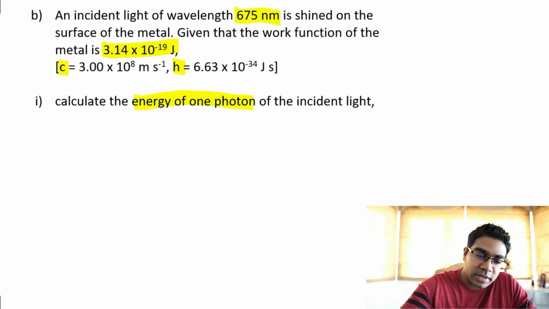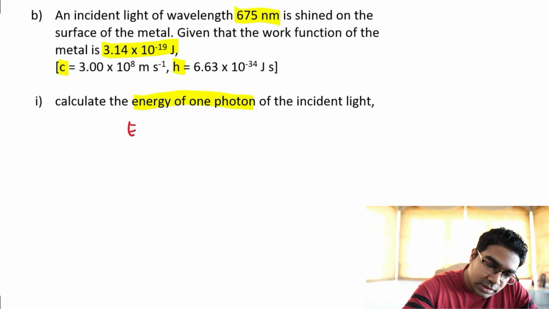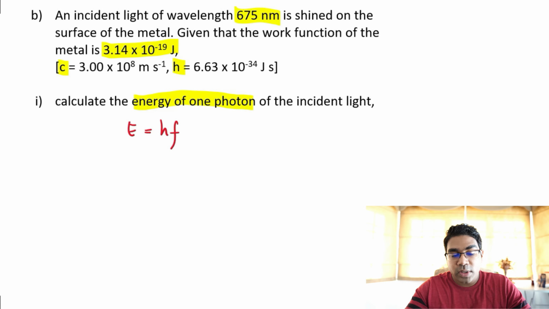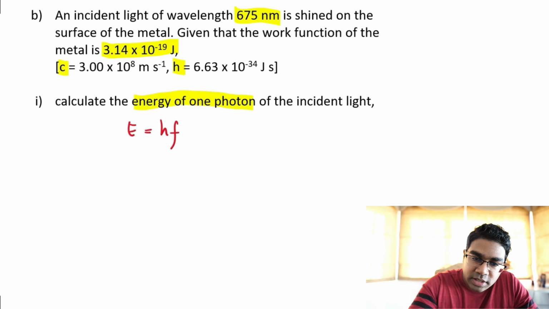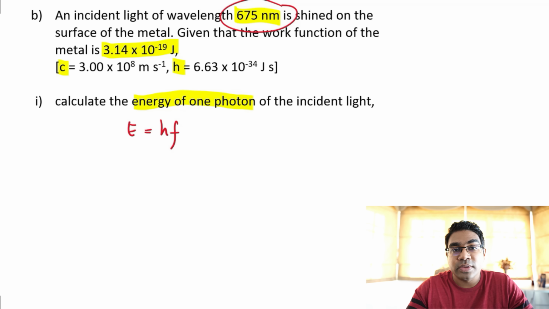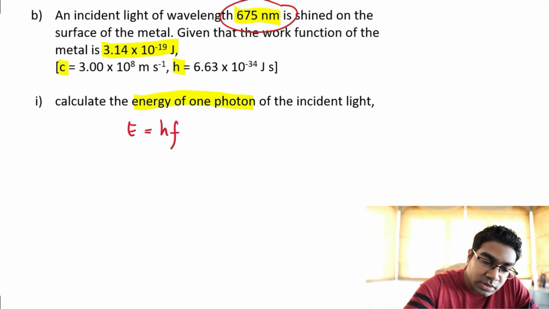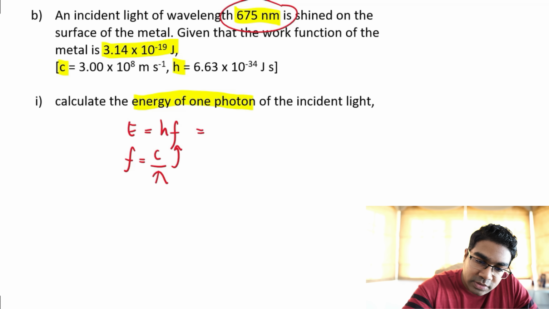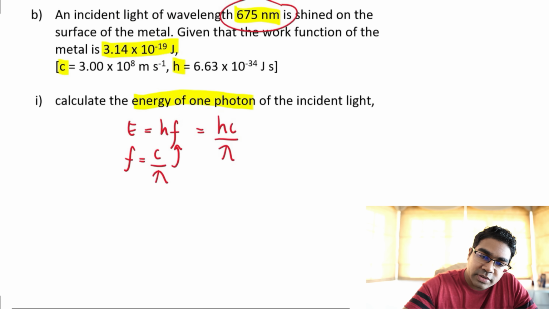So when we go with energy of photon, it is E is equals to hf. This is the base formula. When we don't have frequency, in this case we have wavelength instead of frequency, then we use f is equals to c over lambda. You substitute this in and you will get E is equals to hc over lambda. Let's substitute our values in.